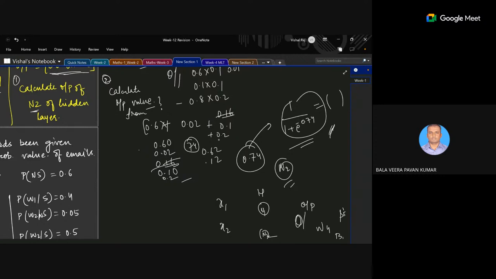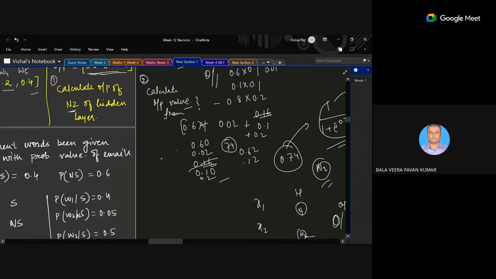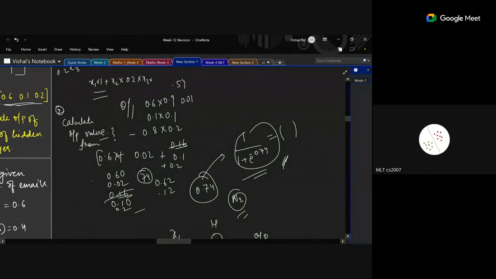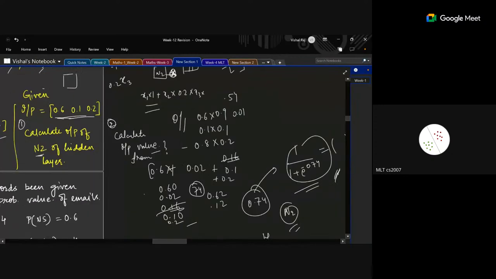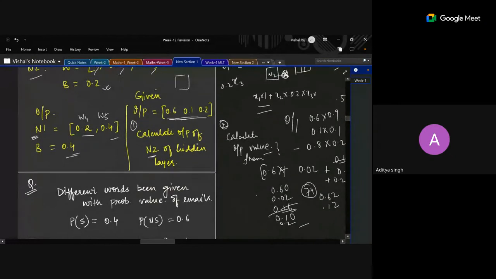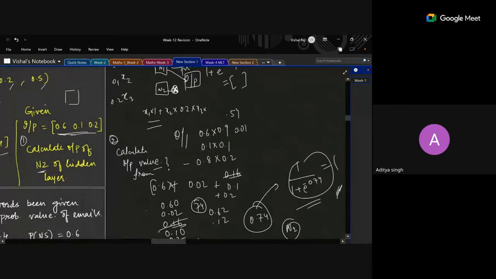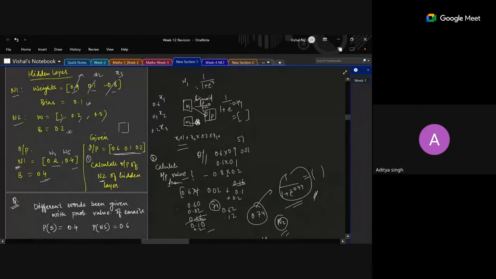Sir, for the final output, we need to calculate N1 and N2, and depending upon the weights, multiply and add the bias also. Correct, the same steps that you followed for N2. The only difference is that the activation function here is sigmoid, so you calculate the sigmoid value. There it was linear, y equals x, so you get the same value. Sir, do we add bias before putting into the sigmoid function or after? Before. Then sir, how are we getting 0.72? Maybe I made some mistake. No, it's 0.74, sorry.